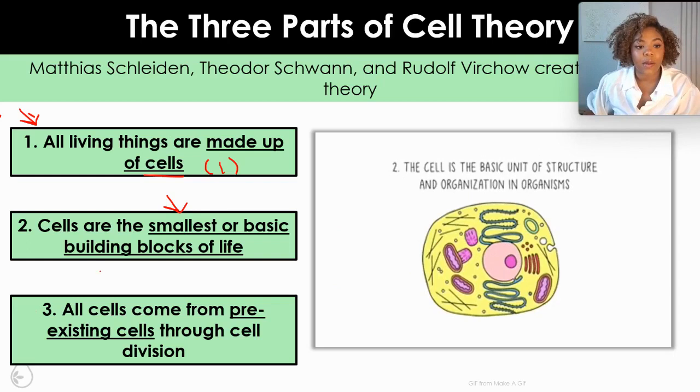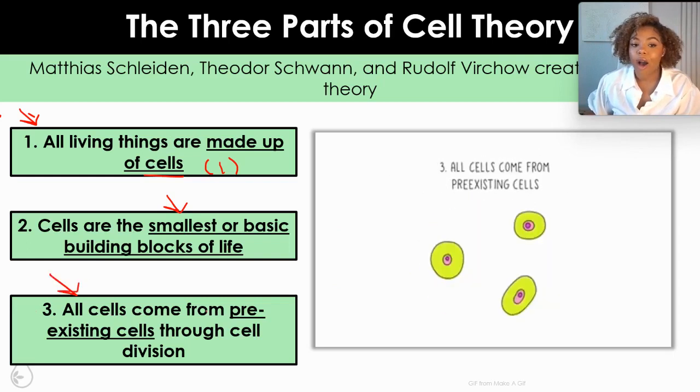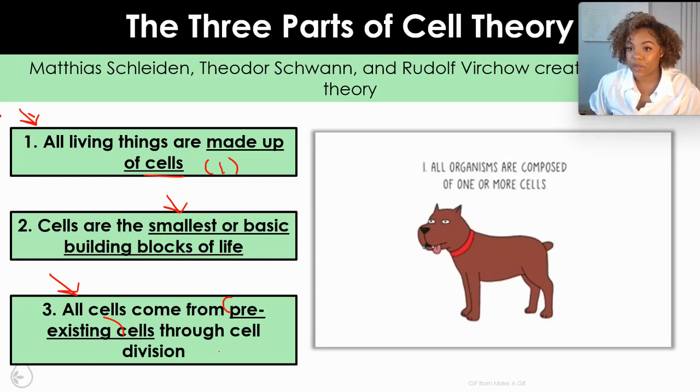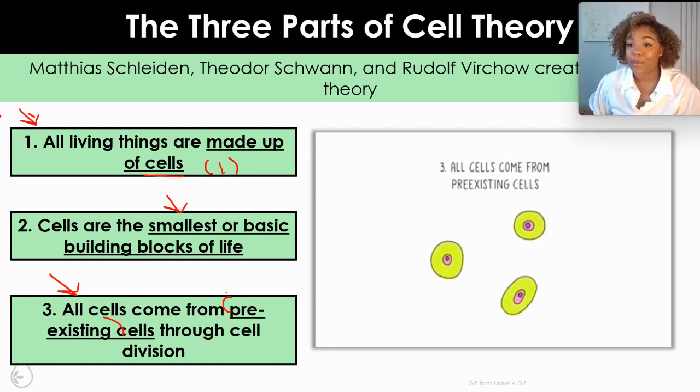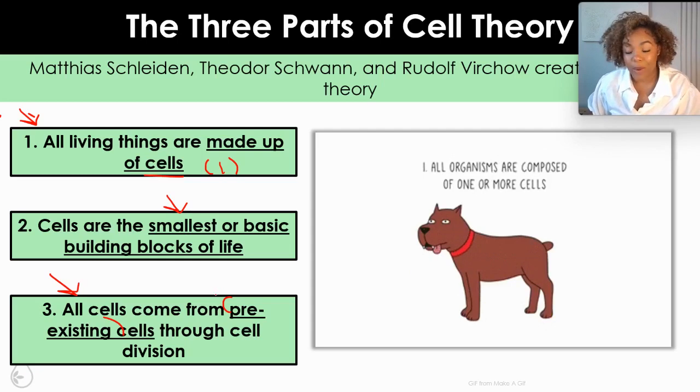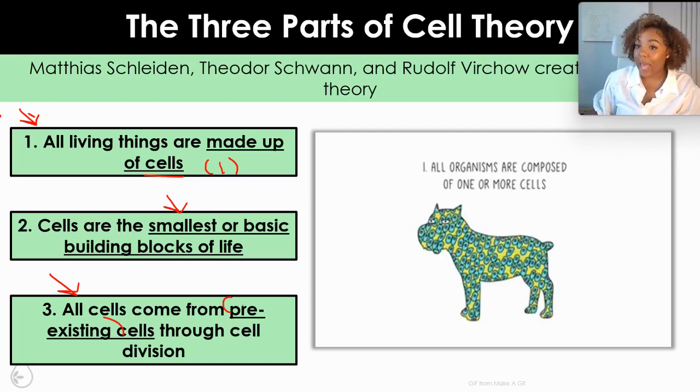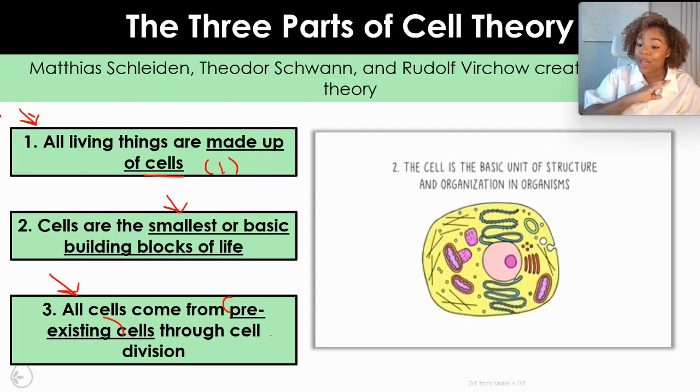And then the third and final part of the cell theory is that all cells come from pre-existing cells through cell division. So what does that mean? There's nothing in this world that will spontaneously come about that is living. If it is living, it has to already come from something that at least had one cell within it. So that is the cell theory, and this is true of every living thing when it comes to cells.